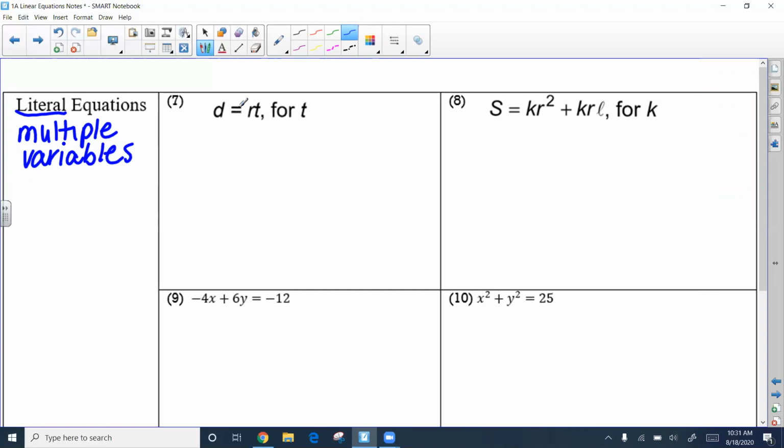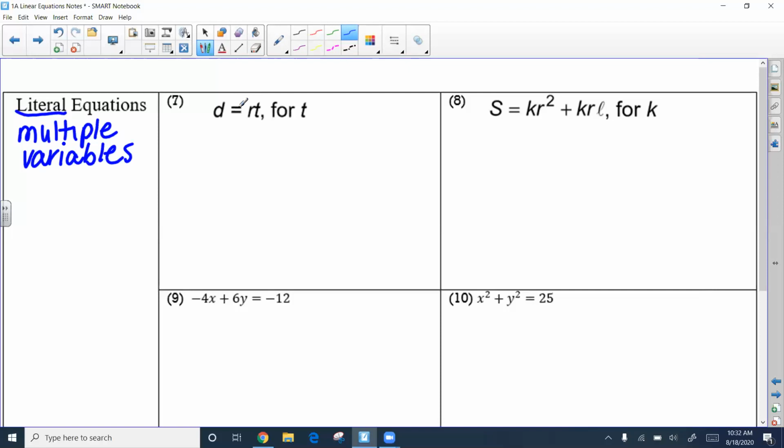So you may or may not have seen these equations before, like you might have seen this one in Algebra 1 or in a science class. D equals RT is representing distance equals rate multiplied by time. Or this one you might have seen in geometry, S equals KR squared plus KRL. This is a surface area formula, I think, for a cylinder. Obviously, if you didn't know that, it doesn't matter. We can still solve the equation. But that's what a literal equation is. It has multiple variables, and the variables represent specific quantities like distance or like radius or something like that.